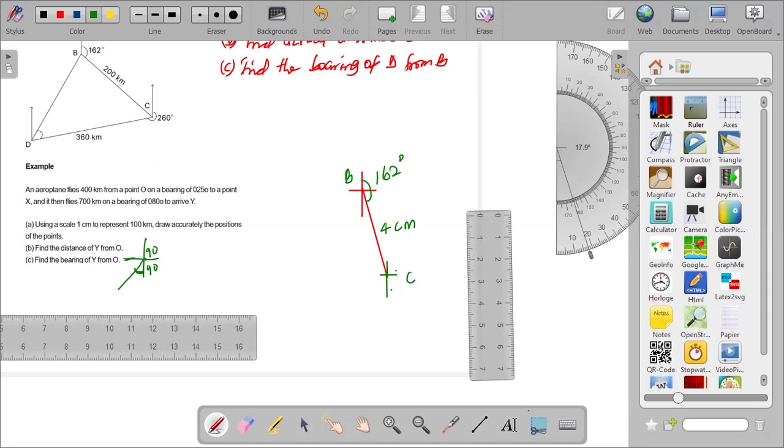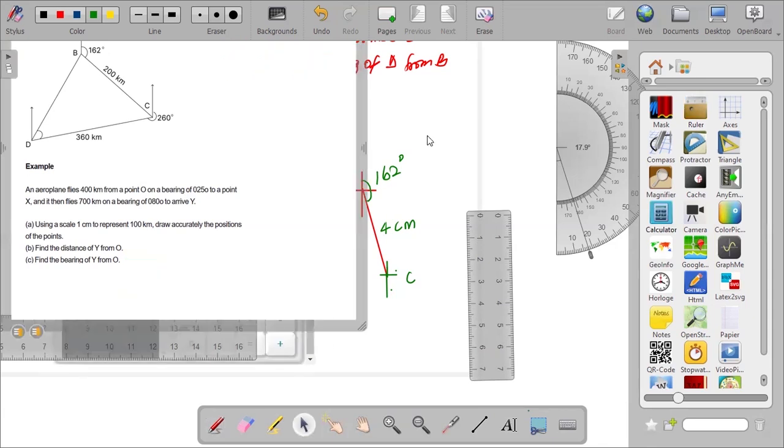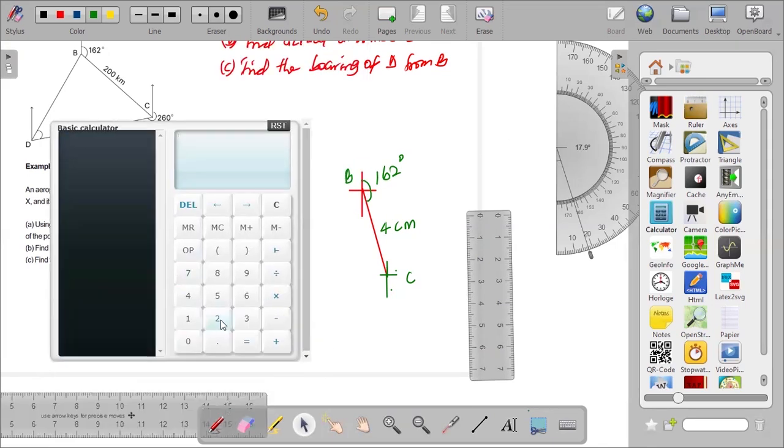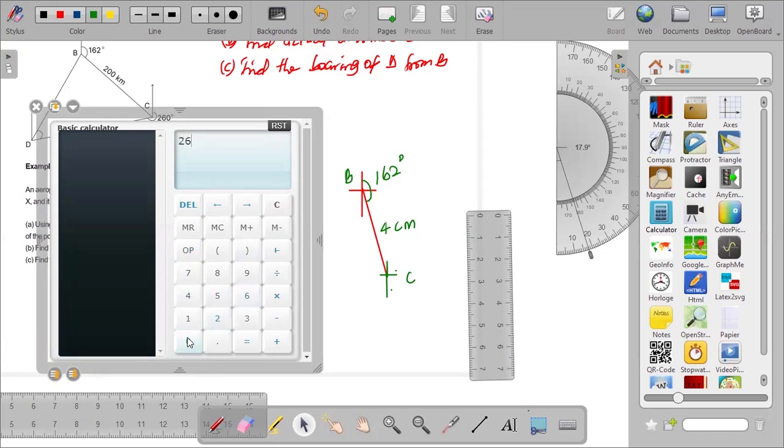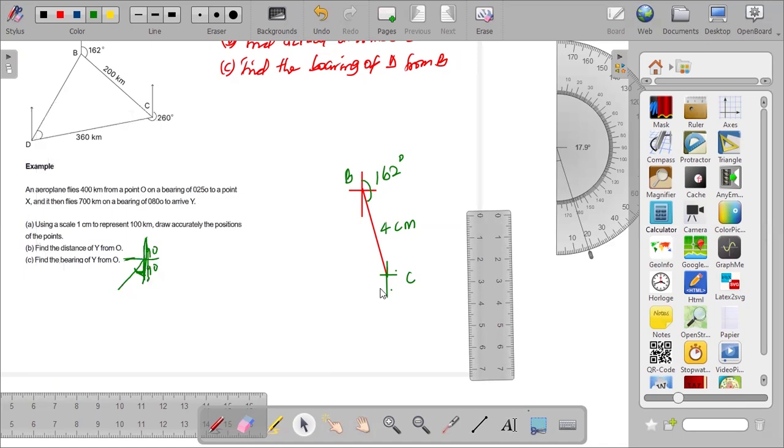Since this straight line is 180, to get this tiny angle, that will be 260 minus 180. From a calculator, 260 minus 180 is 80 degrees. So it's 80 degrees we are going to measure starting from this vertical line. I hope you understand my explanation here.